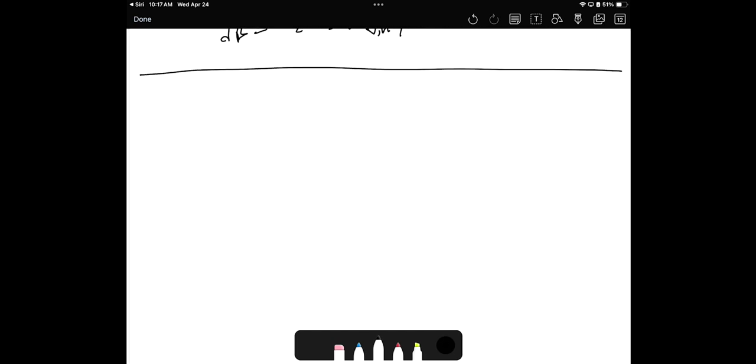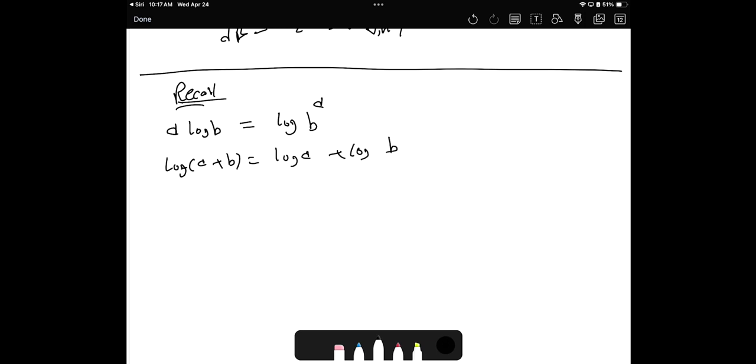Log of A to the power B equals B log A. When you have log of A times B, it will be log of A plus log of B. Okay? Log of a product A times B is the sum of the logs. Log of A over B will be log of A minus log of B. Okay?